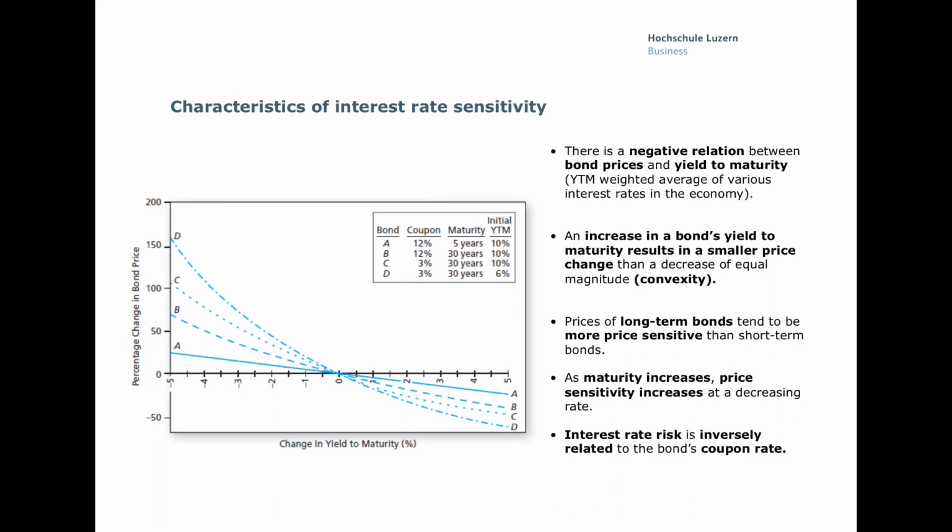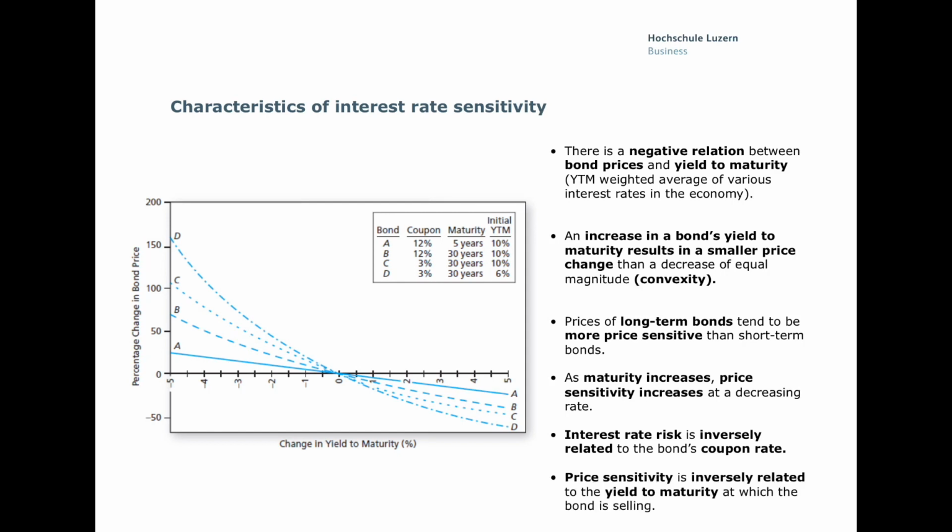A further characteristic is that interest rate risk is inversely related to the bond's coupon rate. Prices of low coupon bonds are more sensitive to changes in interest rates than prices of high coupon bonds. For instance, bond B and C are alike in all respects except for the coupon rate. But bond B, the lower coupon bond, exhibits greater sensitivity to changes in interest rates.